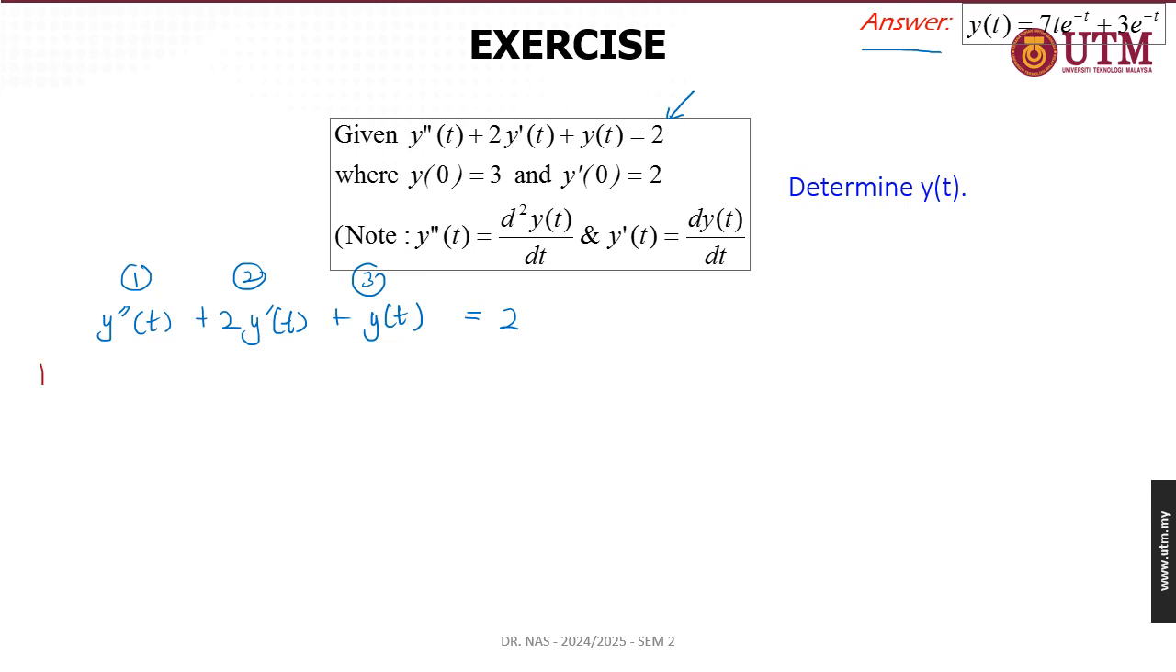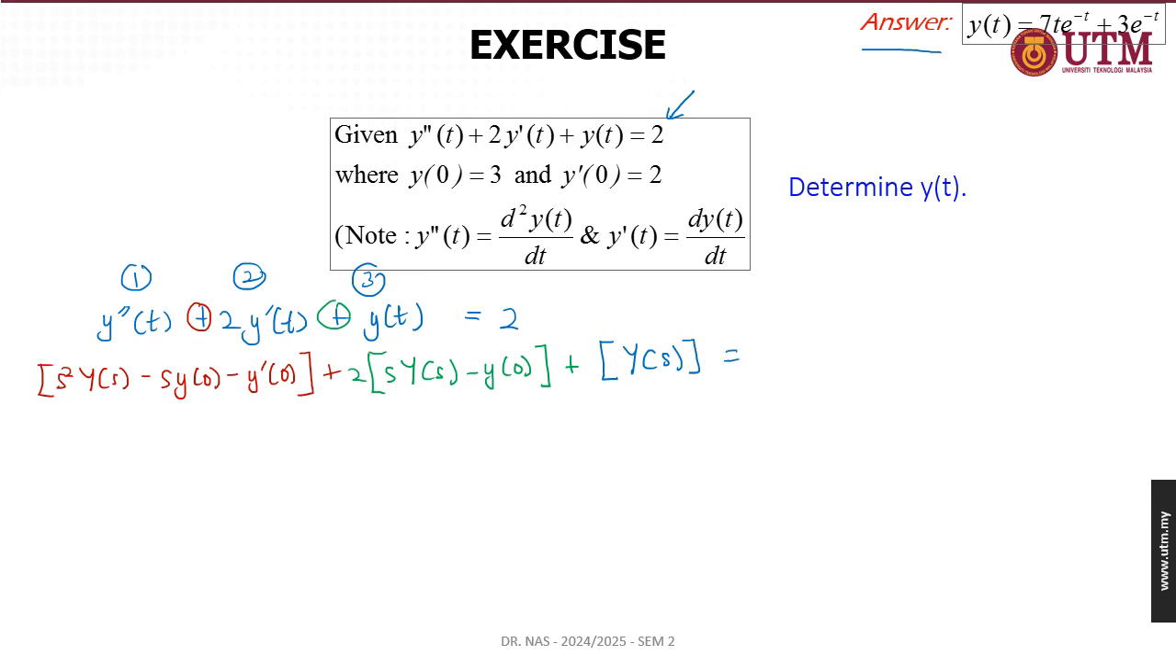So y double prime, meaning that you have s to the power of 2. So this is Ys minus, don't forget this one is minus s y naught minus s to the power of 0 y prime naught. Okay, plus the second component is 2 y prime, so single prime, so s to the power of 1, so Ys minus s to the power of 0 y naught. Okay, and then plus the third component. So the third component is no prime, so there's no s, so it is only Ys equal to 2.